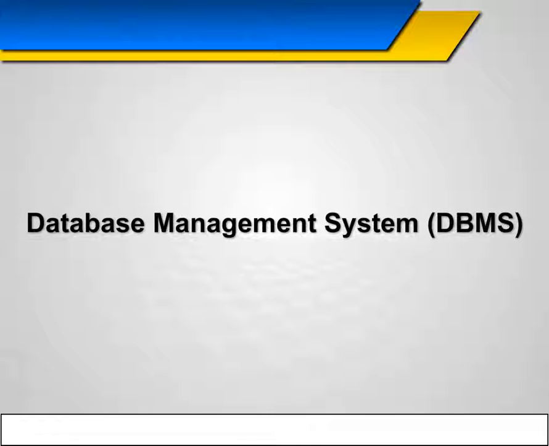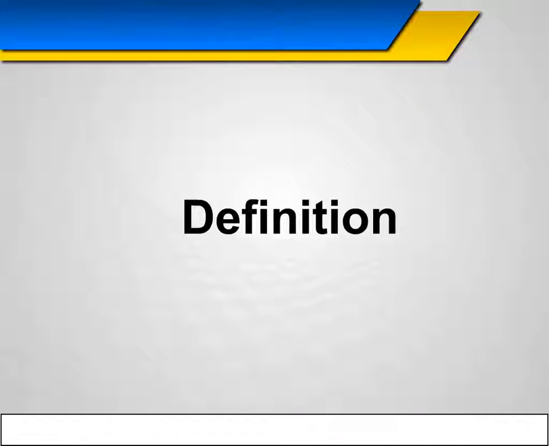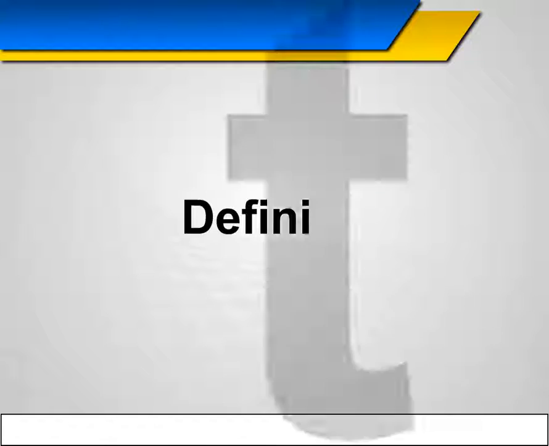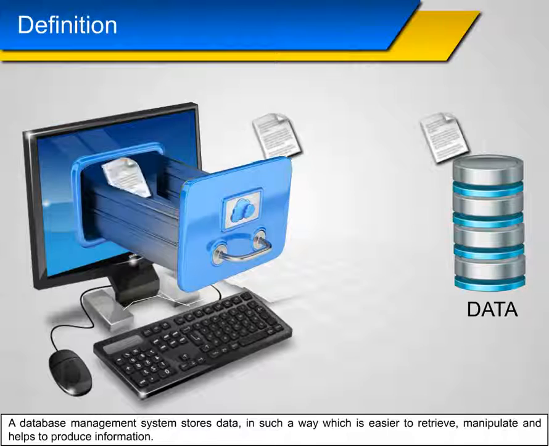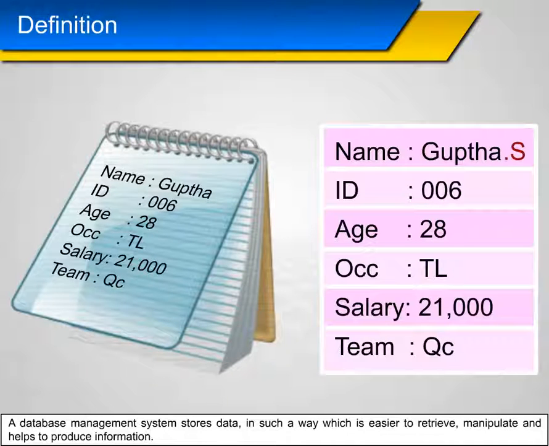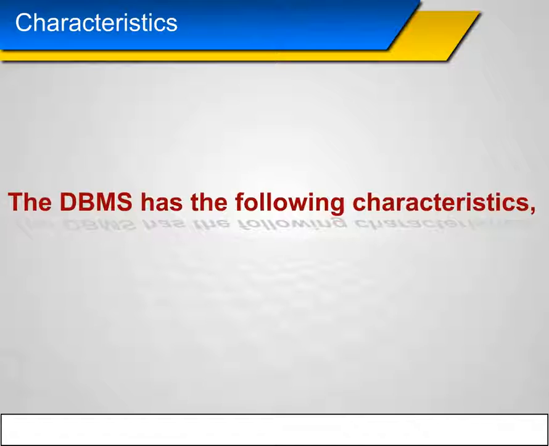Database Management System, DBMS. Definition: a database management system stores data in such a way that it is easier to retrieve and manipulate, and helps to produce information. Characteristics: the DBMS has the following characteristics.